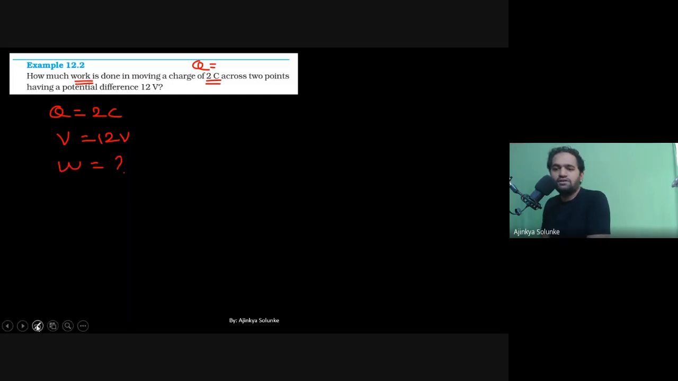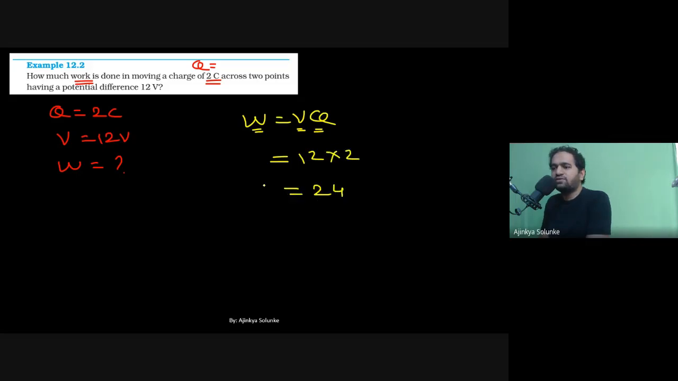So what is the formula? W is equal to VQ. Vada Vignari Queen, right? So W is equal to VQ, Vada Vignari Queen. A very simple mnemonic to remember. Just put the values there. It's 12 into 2. So the answer would be 24. And unit for work is joule. So the answer would be 24 joules.